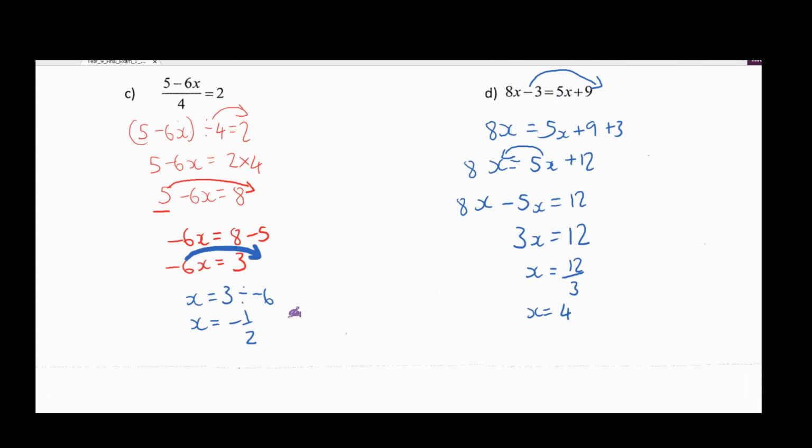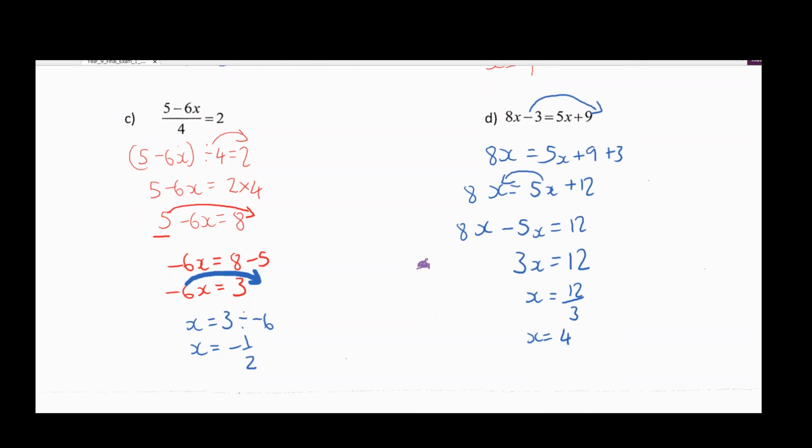Now, if I put these numbers back into the equation, they should be true. So let's try that. I'll just show you how it works for this one, C. So it's going to be 5 take 6 times by, we're saying x is minus a half, over 4 equals, let's see what it equals.